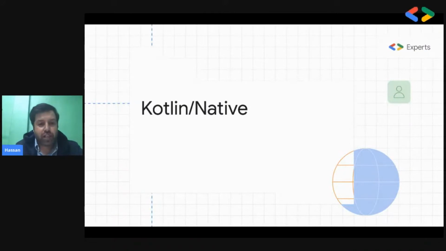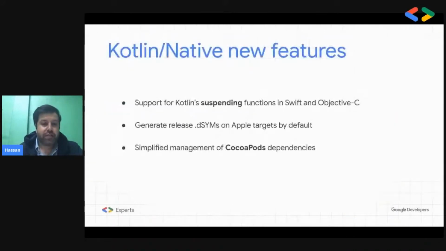So for Kotlin Native, right? Kotlin Native is basically used for making iOS apps. The new feature is support for Kotlin Native suspending functions. Those are coming from coroutines. Now you can use them in Swift. At the same time, you can use debug symbols when you create iOS targets. These are useful for checking crashes once you publish your app.